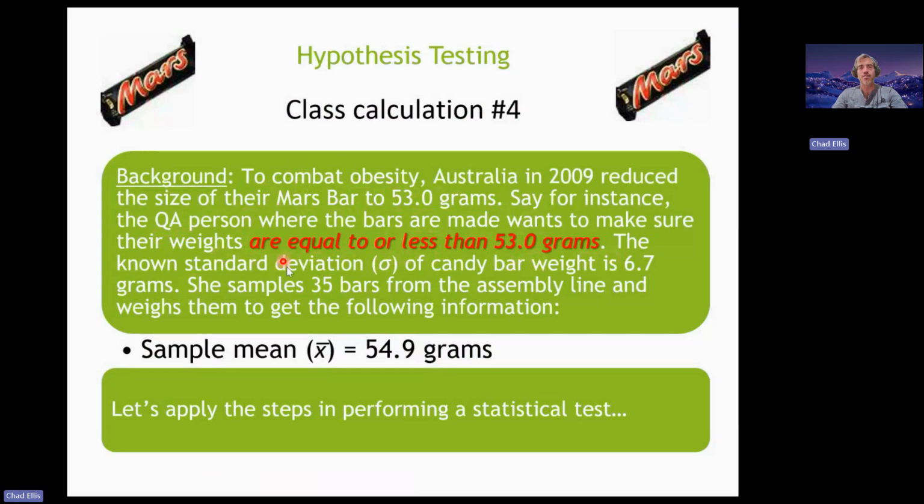To do this, there's a known standard deviation of the population of 6.7 grams. And to determine whether these Mars bars are being produced at either equal to or less than 53 grams, she takes a sample of 35 bars. And from those 35 bars, she gets a mean weight of 54.9 grams.